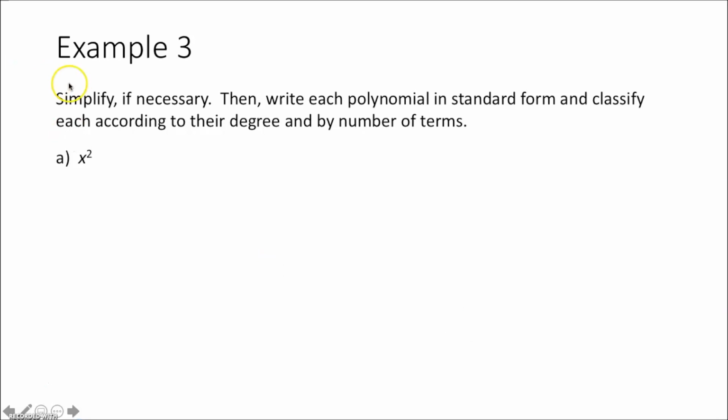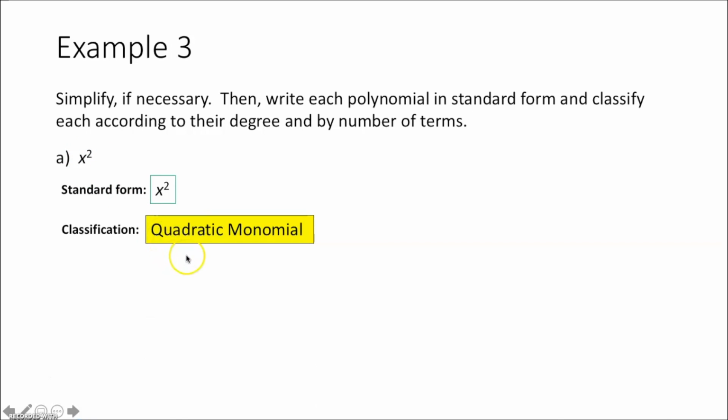Example 3 says simplify if necessary. Then write each polynomial in standard form and classify each according to their degree and by number of terms. So first, simplify if necessary. Not necessary, it's just x squared. Then write the polynomial in standard form. That's just x squared. Then we need to figure out what the classification is based on degree and number of terms. So this is a degree 2 or a quadratic, and then how many terms? Just 1. So it's a quadratic monomial, and you're done.